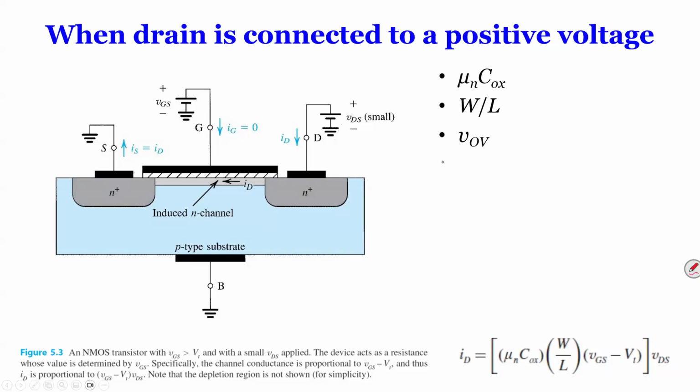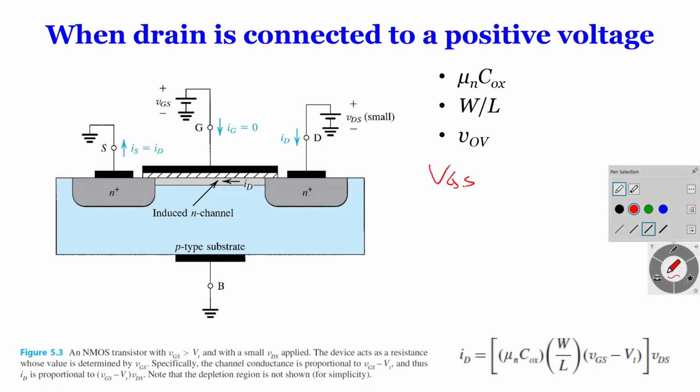So VGS has to be larger than VT. VT is called the threshold voltage to conduct current.